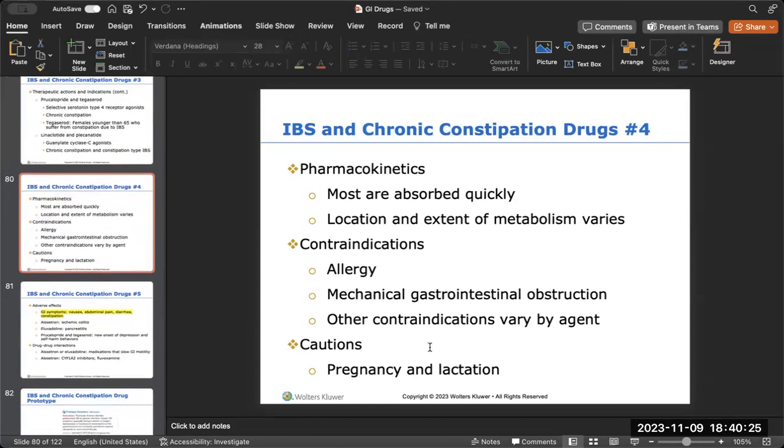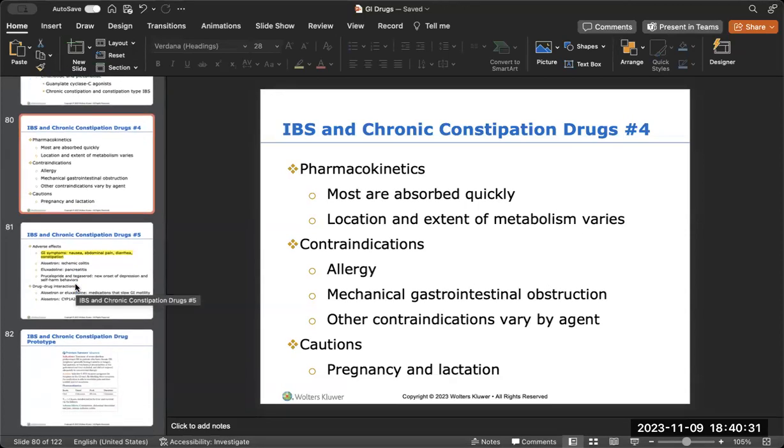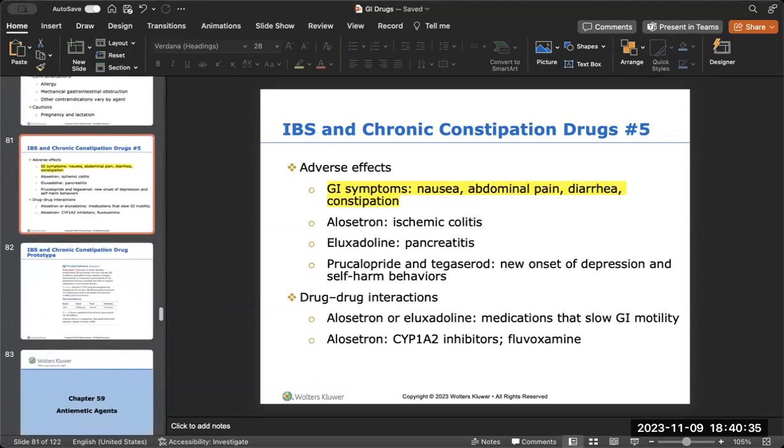Once again, allergies, GI obstruction, pregnancy are all problems and contraindications and issues that we want to watch out for when we give GI drugs. Any drug that works in the GI is going to cause GI symptoms like nausea, vomiting, diarrhea, constipation, all of that stuff.